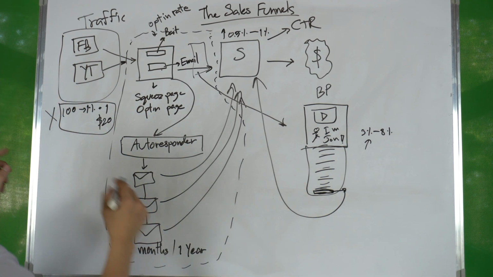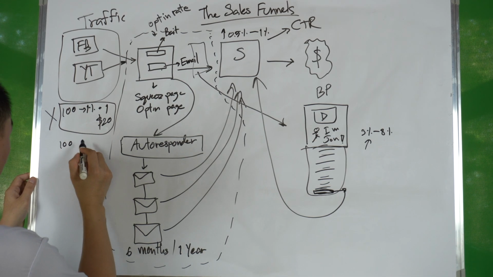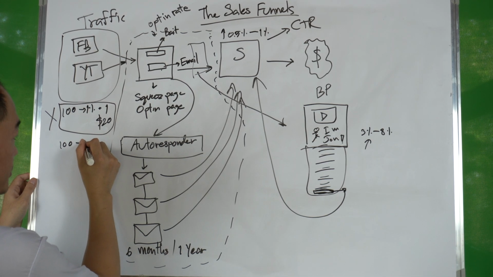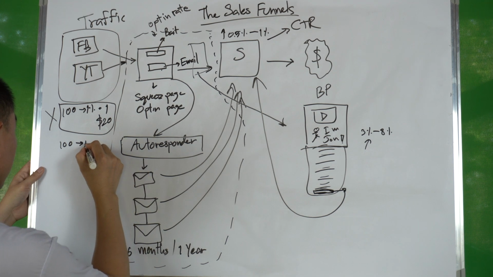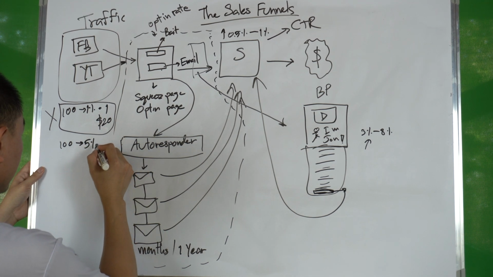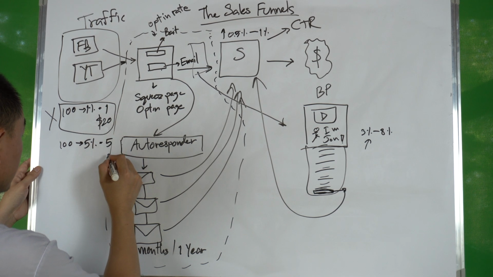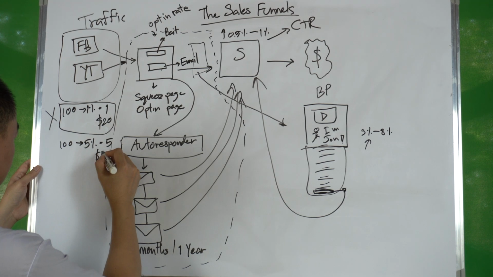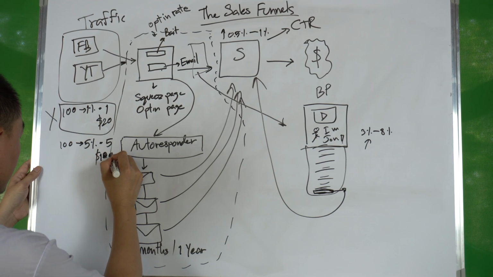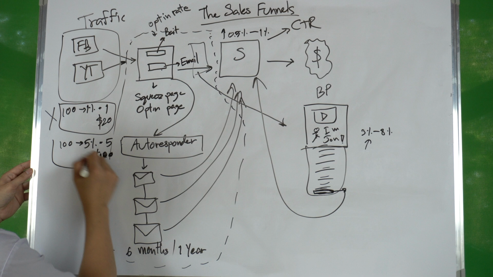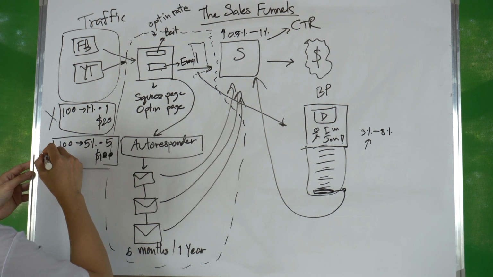But let's say you have 100 people, and 5% of people buy after 100 people come in, then you would get 5 sales. 5 sales of $20 is $100. Let's say you get 100 leads per day, you are going to break even.